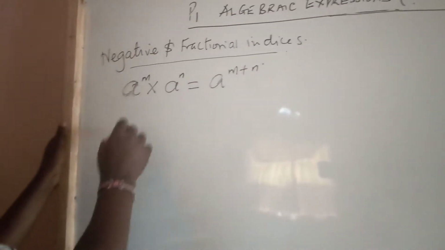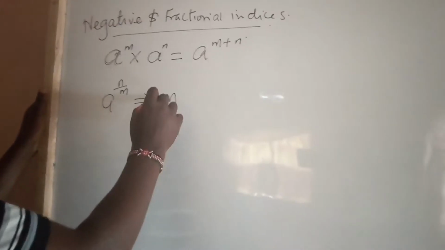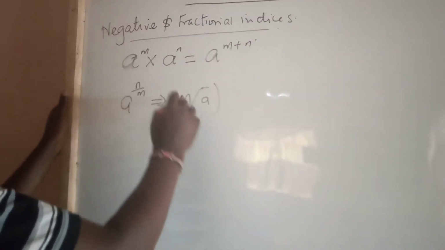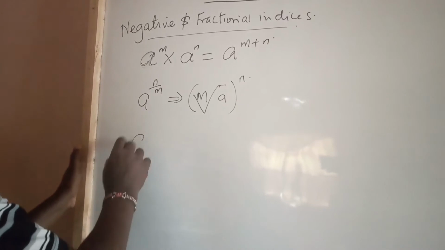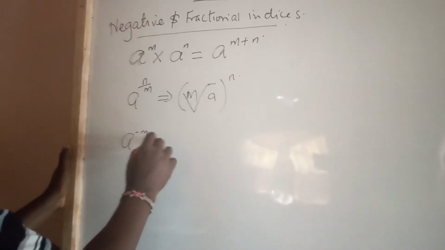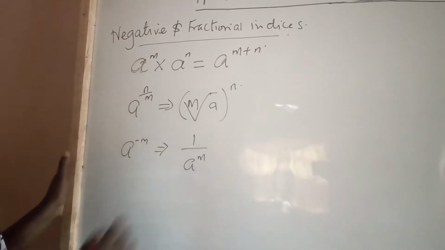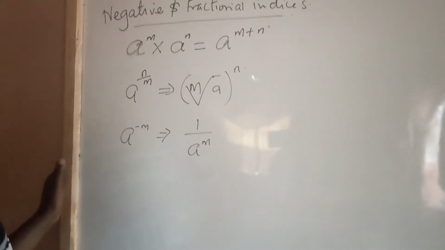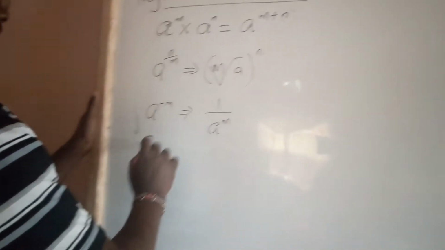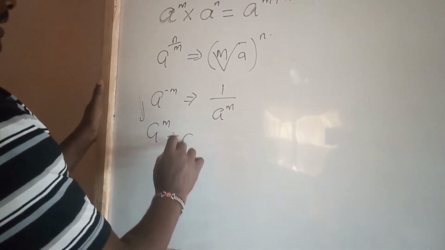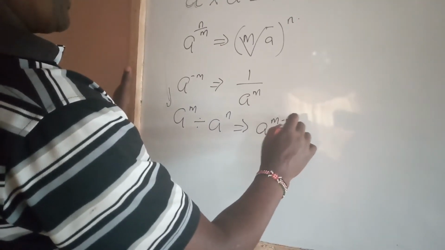Again, if a is raised to power n over m, this is simply the m-th root of a, everything raised to power n. At the same time, if a is raised to power minus m, this is written as the reciprocal, 1 over a raised to power positive m. From this, we can talk about a raised to power m divided by a raised to power n, which is basically a raised to power m minus n.